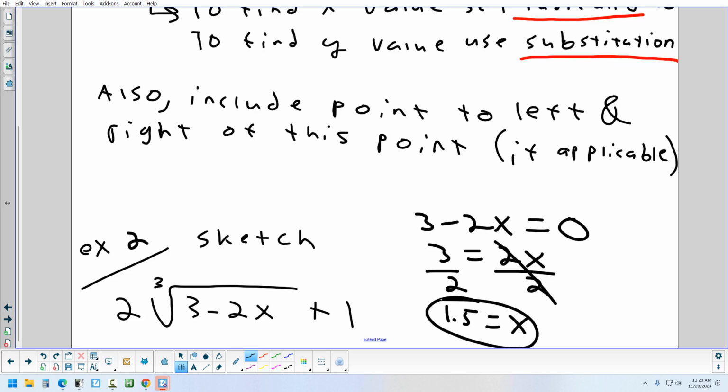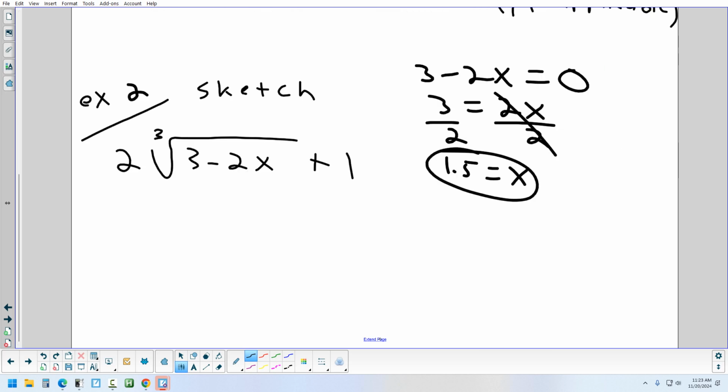All right. Now, how do I get the y value? Substitute 1.5 back in. If we plug 1.5 back in right here, what's 2 times 1.5? 3. And what's 3 minus 3? Well, we already knew we were going to get 0, because that's how we got 1.5. We set it equal to 0. So if you plug it back in and you don't get 0 right away, then something's wrong. Okay. So 3 minus 3 is 0.